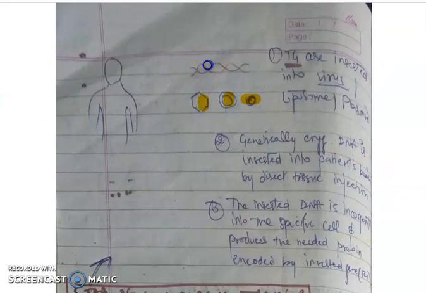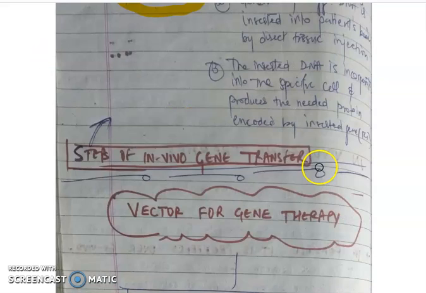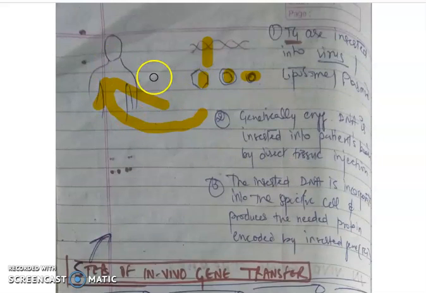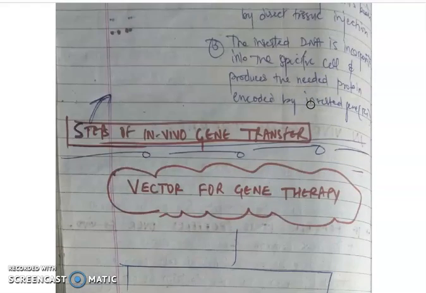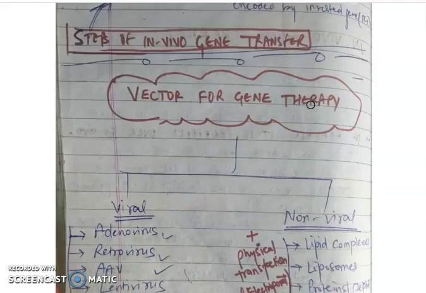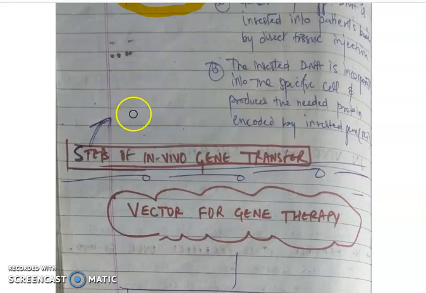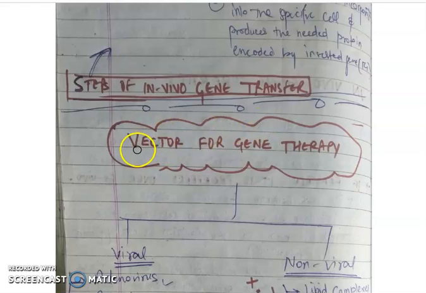So it is packaged into these, and these are put into the patient's body, and the disease is cured by the expression of the relevant protein for which the therapeutic gene is coding. So these were the steps of in vivo gene therapy. Next is the vectors for gene delivery.